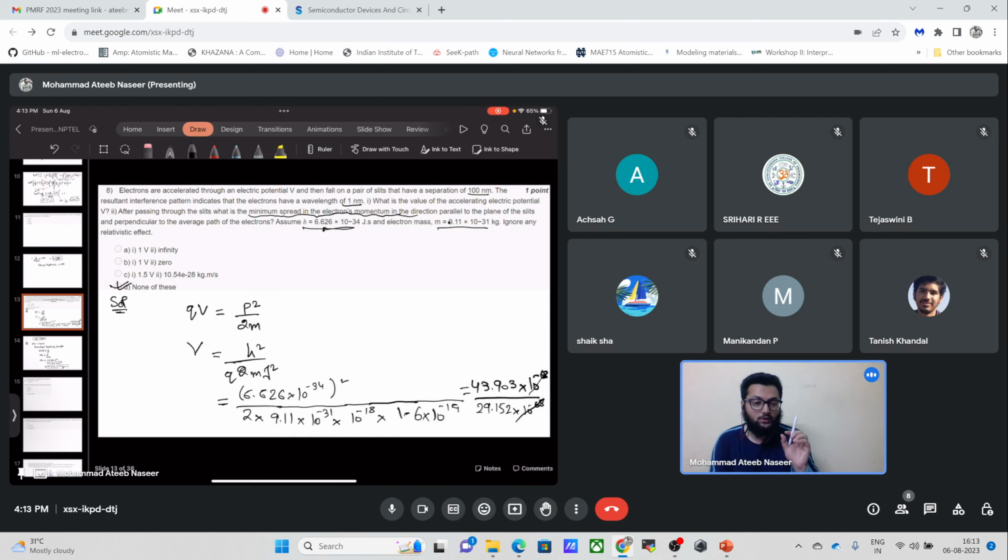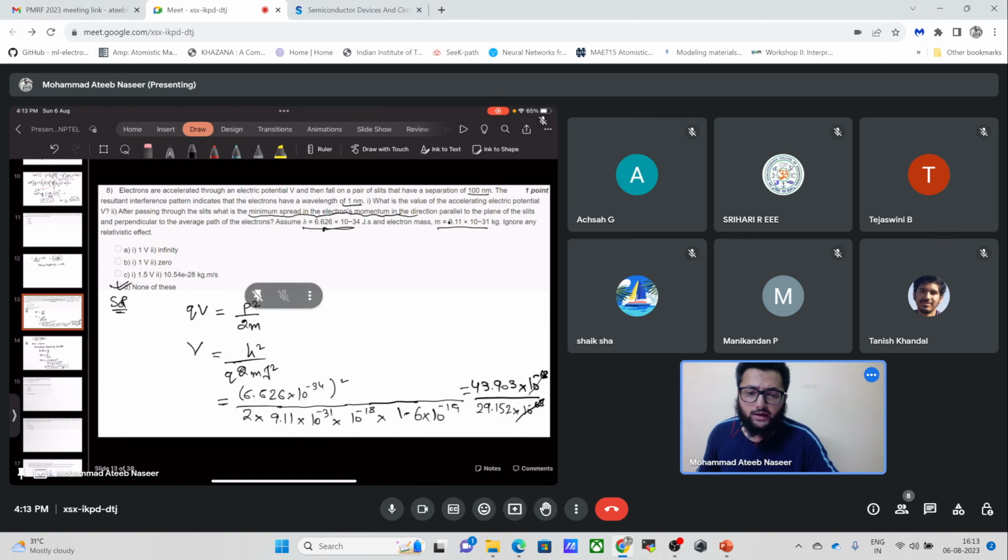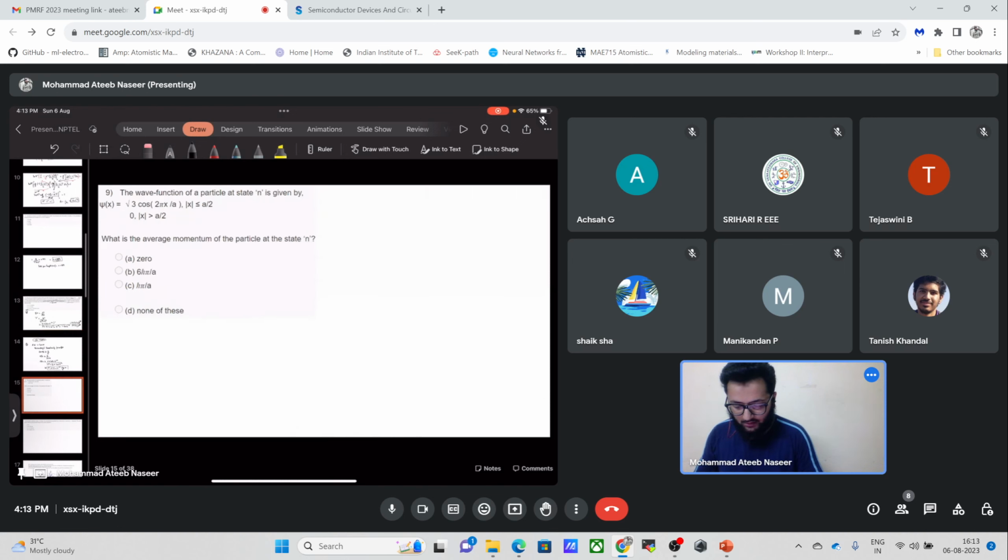So the minimum value, if I am seeing the condition greater than or equal to, would be at the equal to value. Wait a second, okay, so this value would simply be equal to some 5.3 number, so I would go with option D. Okay, thank you.